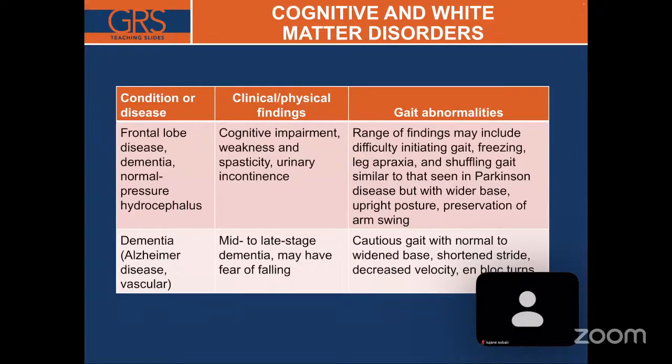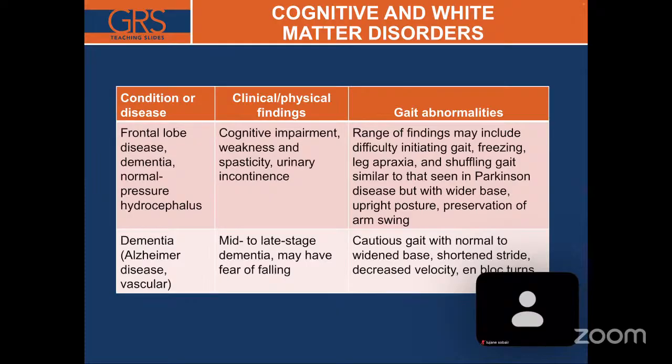Moving up to the higher defects, the cognitive and white matter disorders. Cognitive and white matter disorders can also have a major impact on gait. For example, conditions like frontal lobe disease, dementias, or normal pressure hydrocephalus may cause cognitive impairment, weakness, spasticity, or urinary incontinence, seen mostly with normal pressure hydrocephalus. These changes can lead to a range of gait abnormalities, such as difficulty initiating walking, freezing, leg apraxia, or shuffling gait that resembles Parkinson's disease, but with a wider base, upright posture, and preserved arm swing. It looks kind of like Parkinson's with a few differences.